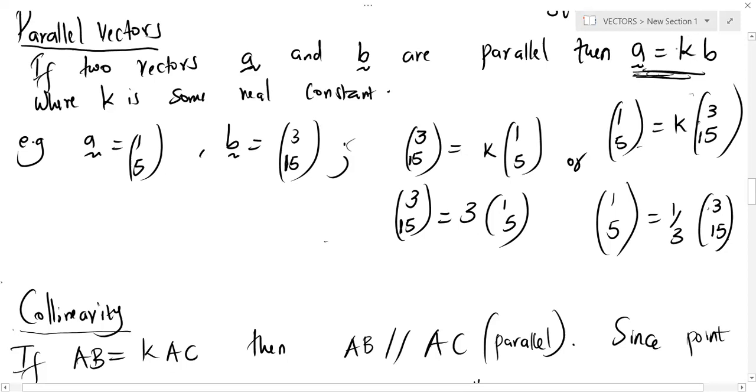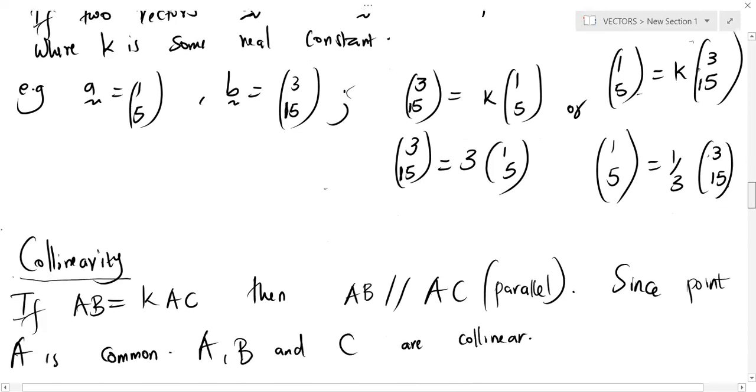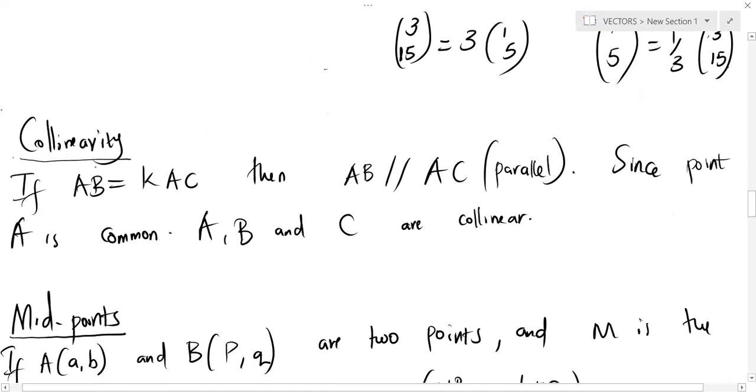Now, collinearity. If the vectors are parallel, let's say you have vectors AB, you can write it with respect to AC, like that. So AB is equal to some constant K times AC, meaning they are parallel. Then, as we can clearly see, they have a common point A. So they are parallel and also have a common point A. Then those vectors are called collinear. They are not only parallel, but they also have a common point A.